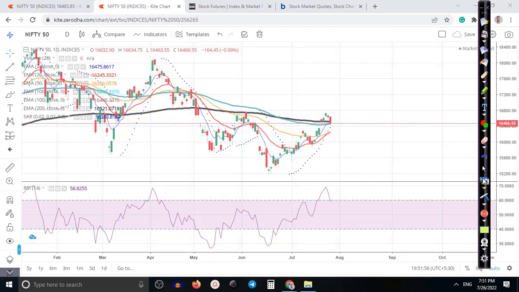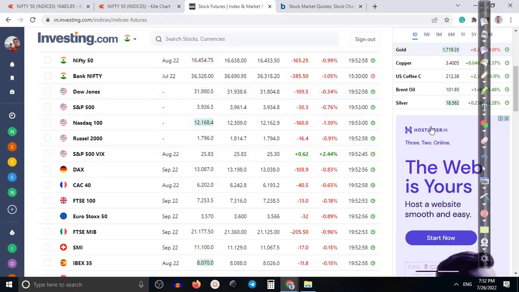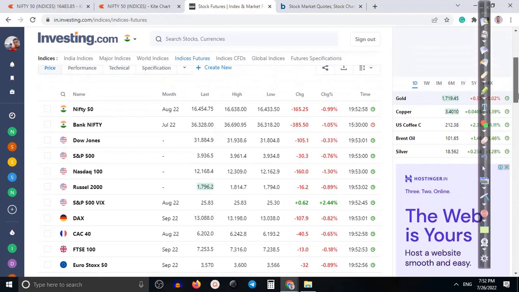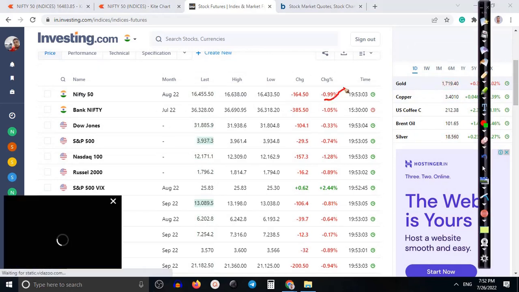This is technically. Let's do some fundamental analysis. Will it continue toward the upside or will it bounce from this area? Alright, so we will combine both of them, fundamental and technical. So let's see the global market. So first here you can see global market, global future market, all are negative. Nifty is negative by 1%.